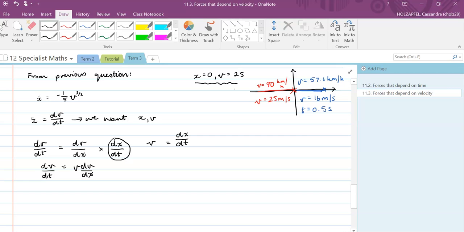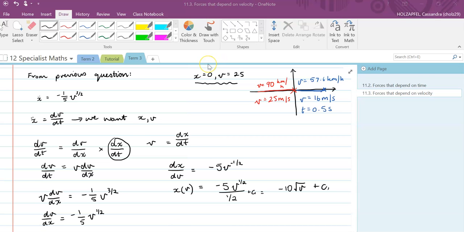So let's go ahead and substitute this information into our equation now. Okay, so all I've done is I've just rearranged by dividing both sides by v. So what we can do now, we've got dv/dx is equal to -1/5 v to the power of a half. And I want to integrate this with respect to v. So I'm going to flip my equation and then integrate. Let's use this information now to go ahead and solve for c. So x is equal to 0 when v is equal to 25. And then this will give us our function.